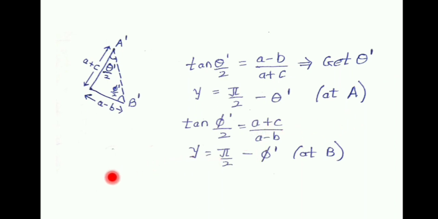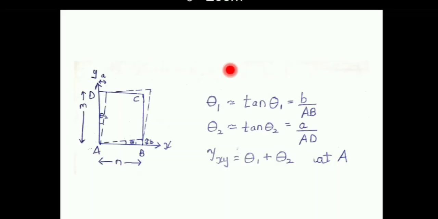And simply, what was our formula for shear strain? Pi by 2 minus theta dash. Remember, this is for the half angle only. We had a square, so four sides. This angle would be double, so that's why I took half here in tan theta dash by 2. Okay, we'll move on to the next part.